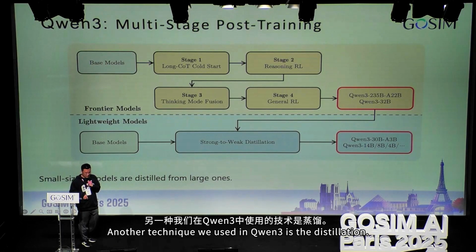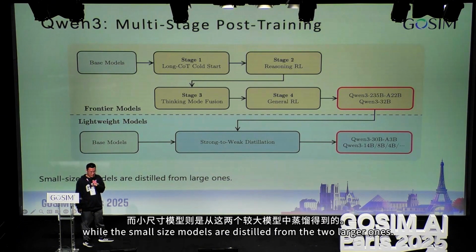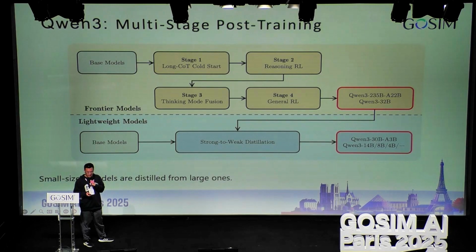Another technique we used in Qwen 3 is distillation. For the largest two models, we trained them from scratch, while the small size models are distilled from the two larger ones.